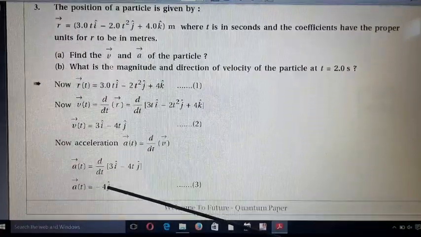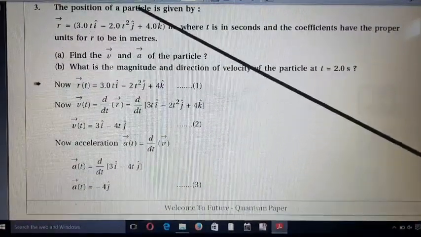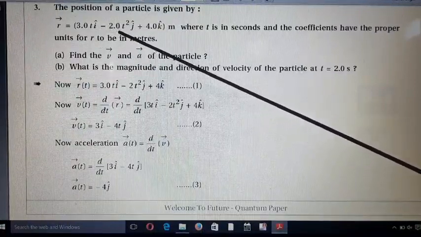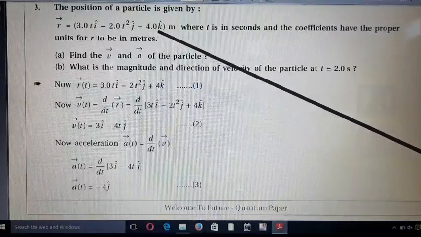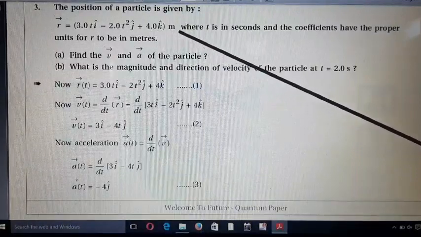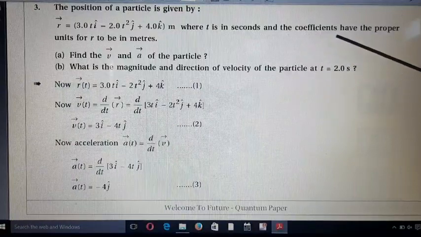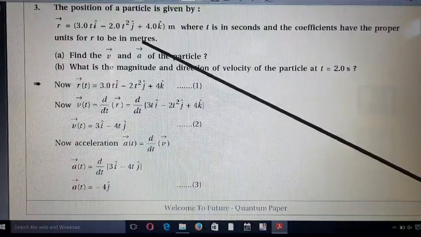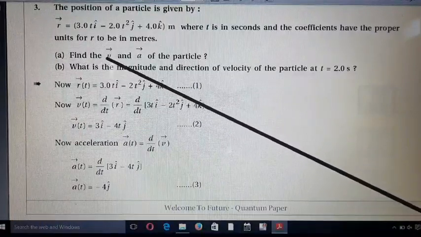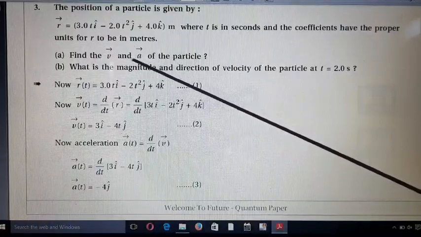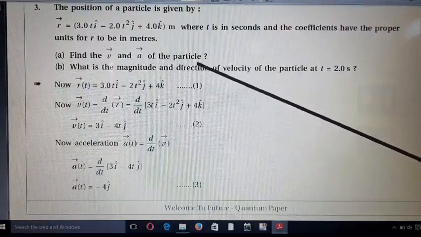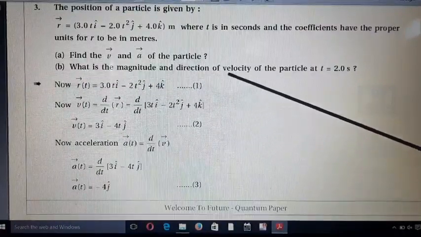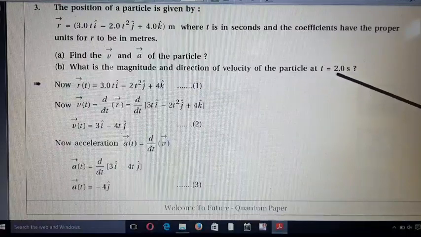Our next example, the position of the particle is given by r is equal to 3t i caret minus 2t square j caret plus 4k caret meter, where t is in seconds and the coefficients have the proper unit for r to be in meter. So first find the v and a. v means velocity and a means acceleration of the particle. And b, what is the magnitude and the direction of velocity of the particle at t is equal to 2 seconds.